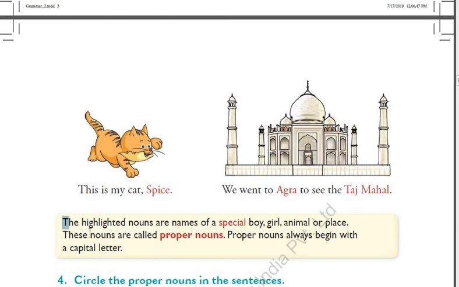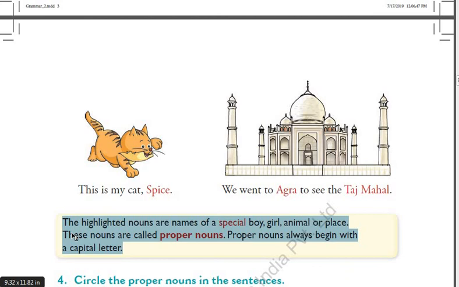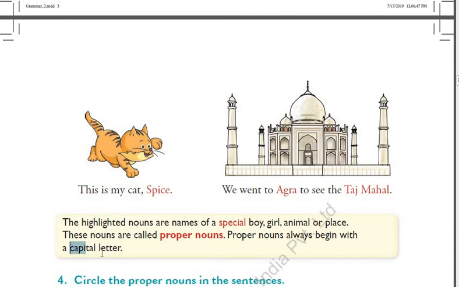Let us again read the definition. So if you have left out in any way, you will be able to cope up with us. The highlighted nouns are names of a special boy, girl, animal or a place. These nouns are called proper nouns. A proper noun always begins with a capital letter, my dear students. This is where many of you make mistakes in the sentences.